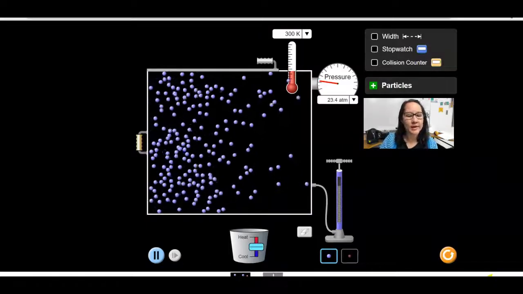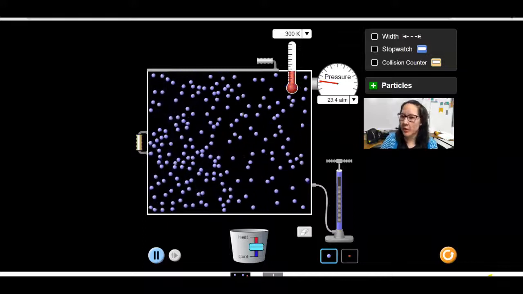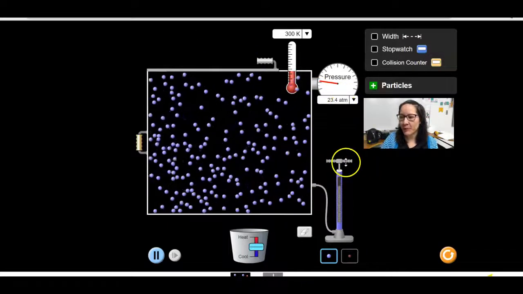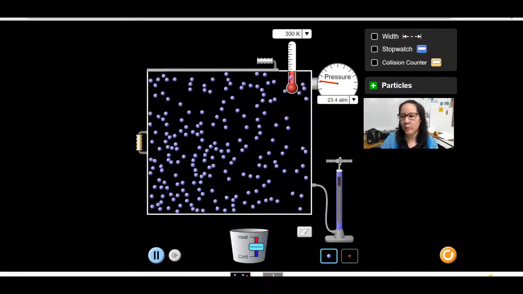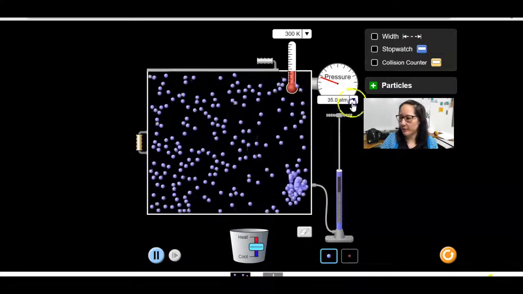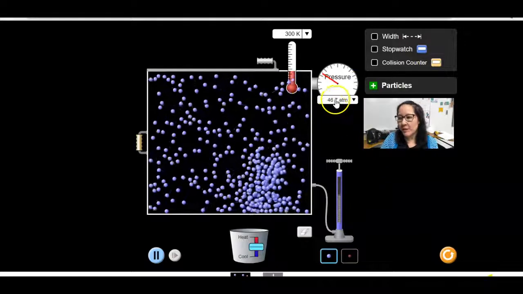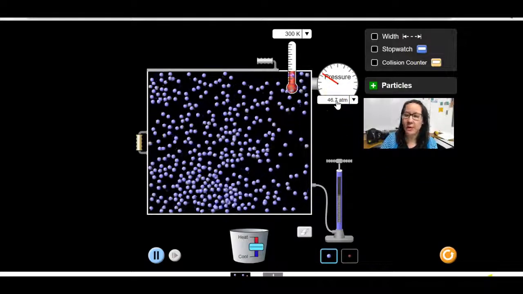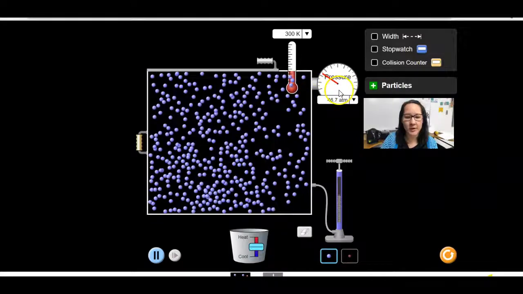First on our list is, if you double the amount of gas particles, how does that affect the pressure? So here I've put 4 pumps of gas, and now I'm going to add 4 more, double the amount. And what we've noticed is that the pressure doubled. So that would be your answer to number 1. If you double the amount of gas, you're going to double the pressure.